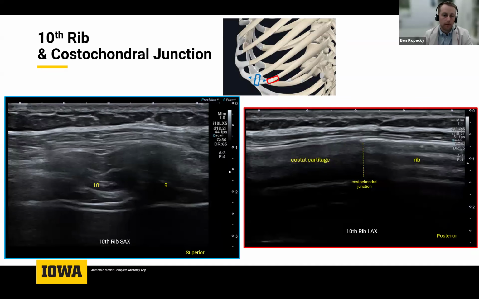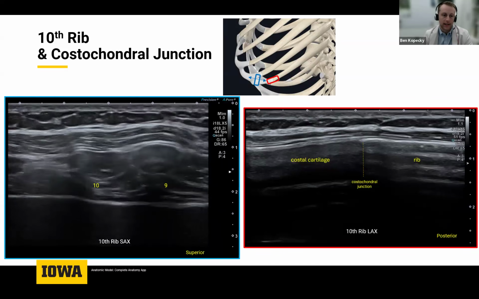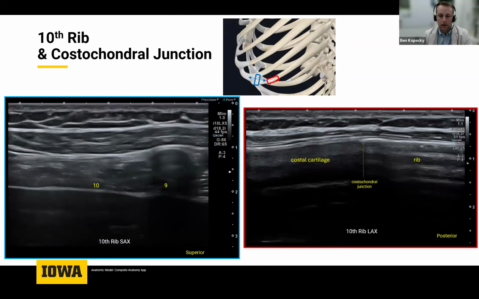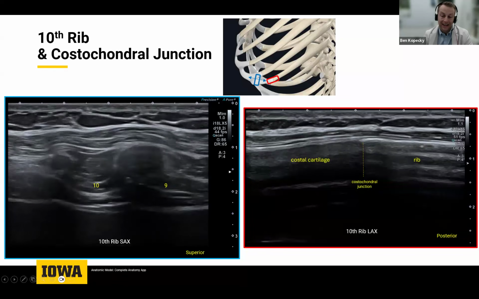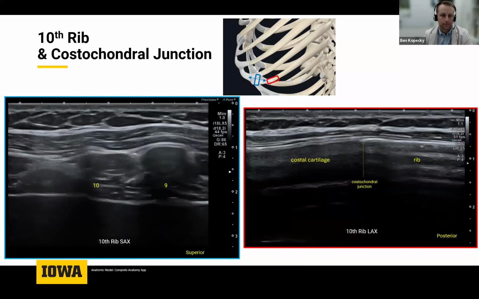Moving up to the 10th rib, which is most commonly the lowest rib to contribute to the costal margin. In short axis, we scan the rib medially and laterally to get a sense of its attachment to the ninth rib. And you'll see in this case here, the 10th rib does not connect to the ninth costal cartilage.